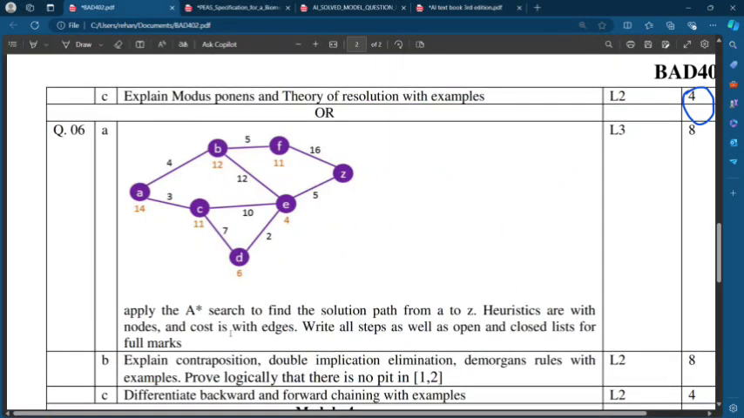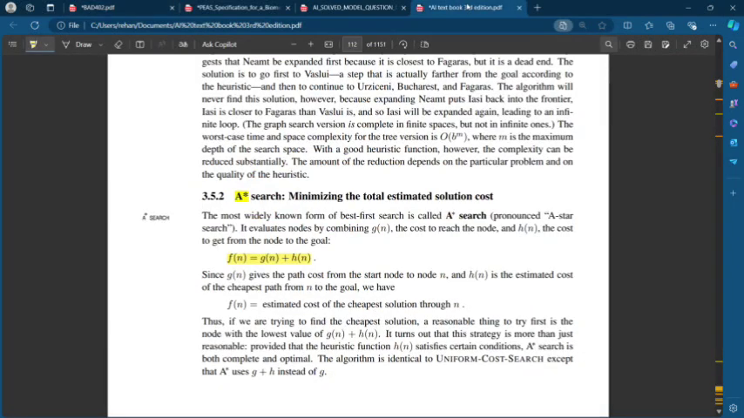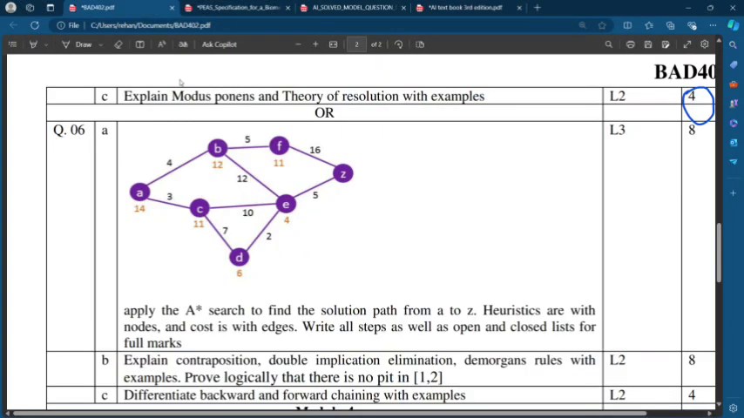Just write that we know that the heuristic function used under A star search is f of n itself. f of n is equal to g of n plus h of n. So what will happen? First, they'll give this here to find the solution path from A to Z. So I'm starting from here, then I'll end here. Heuristics are with nodes and cost is with edges. Write all the steps as well as open and close list for full marks.